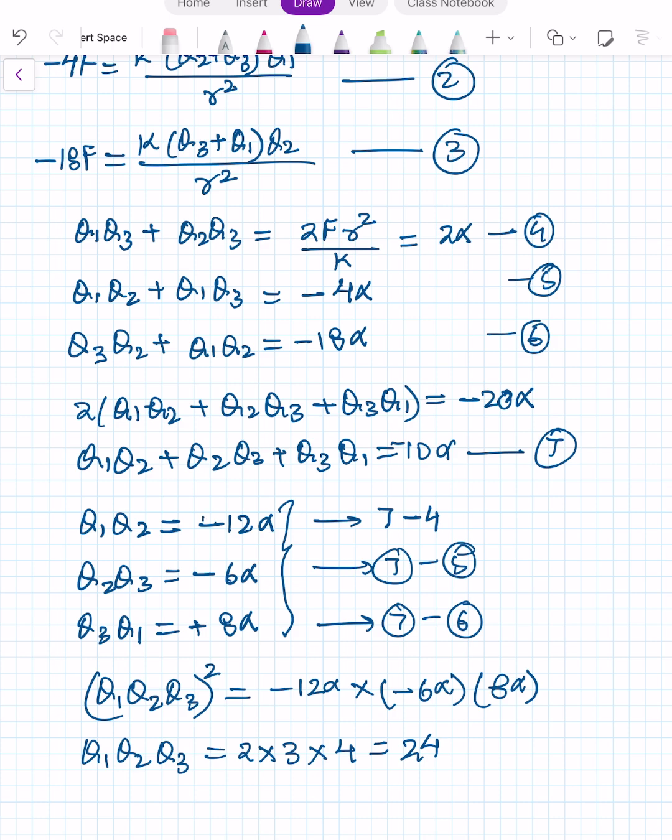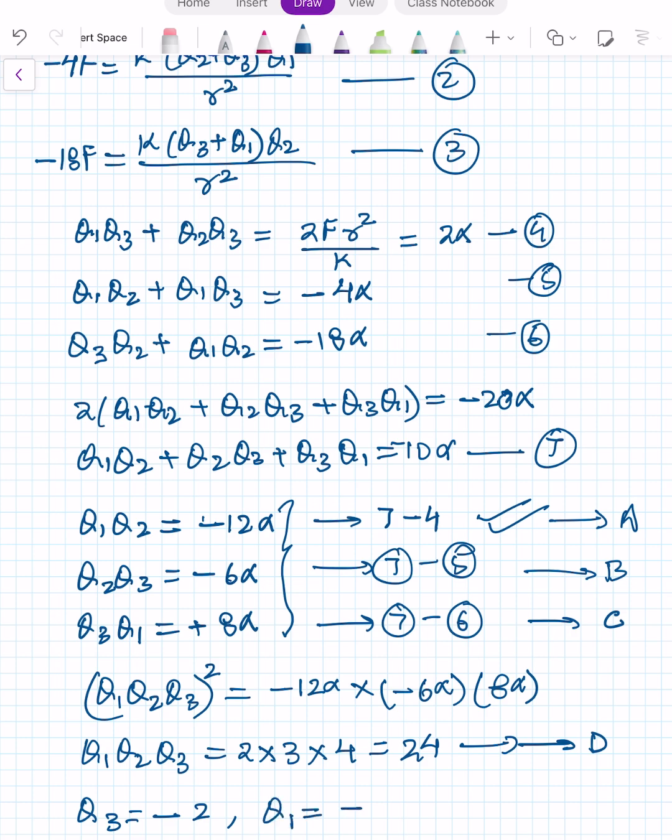Now divide these two equations, this equation and this equation. Then you will get Q3 is equal to minus 2. Let us name them. Say this is A, this is B, this is C, and this is D. D by A gives Q3. D by B gives Q1 equal to minus 24 by 6 minus 4, and alpha will also come here, and D by C will give Q2 equal to 24 by 8, that is 3.